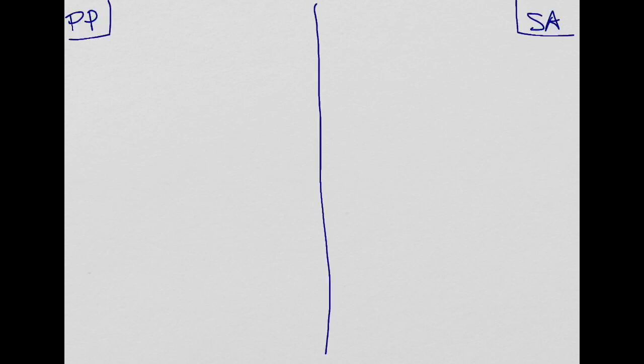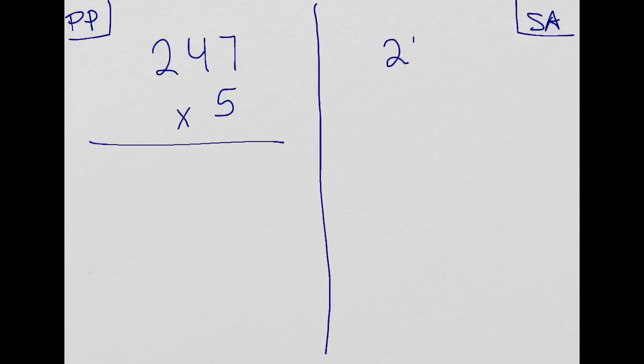In addition, to make it easier to see how it's working, we're going to multiply only by one digit today. We're going to just practice doing that one digit. So I'm going to multiply 247 times 5. And I'm going to do that on both sides so that you can see the difference between partial products and standard algorithm.